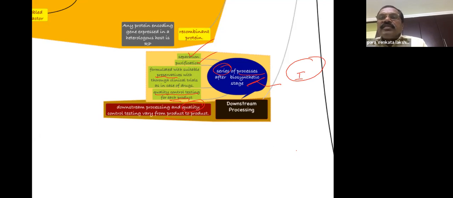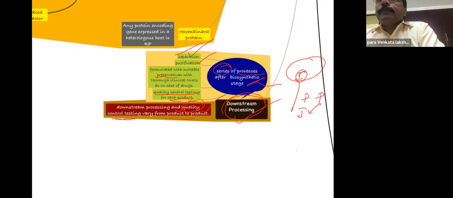And this quality control system will vary from one product to another product. So what are the different steps in downstream processing? You need to separate the insulin from this bacteria. That is separation. Then after separation, you need to add the purifiers. Then you need to add these preservatives for the purification purpose. Then quality control testing. This is what you should do in the downstream processing. Is it clear? Yes, sir, clear. The gene product will be produced.